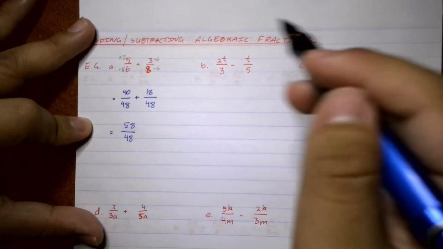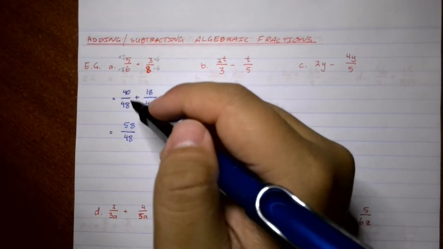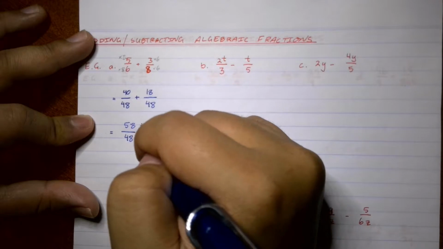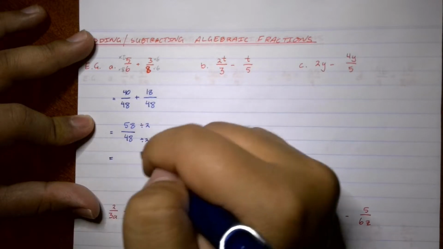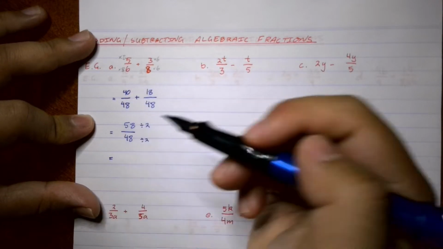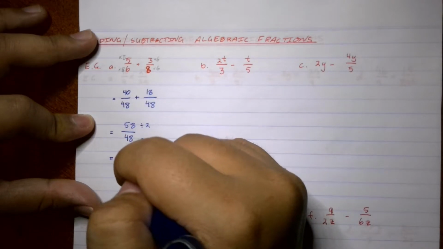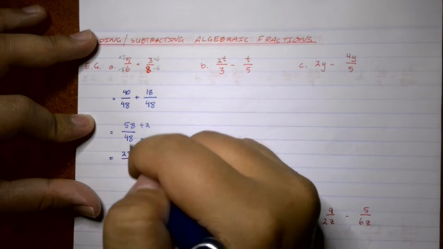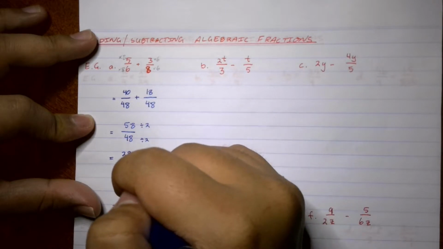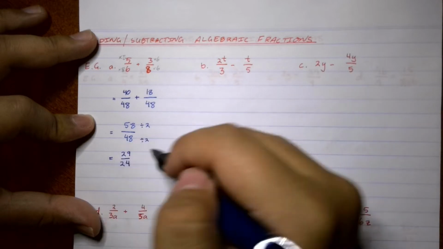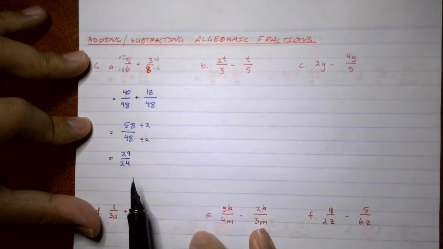Now we should always simplify. The number I can think of dividing both of these by is 2. You can check this with a calculator. 58 divided by 2 is 29. 48 divided by 2 is 24. And this is the simplest term that we can get to.